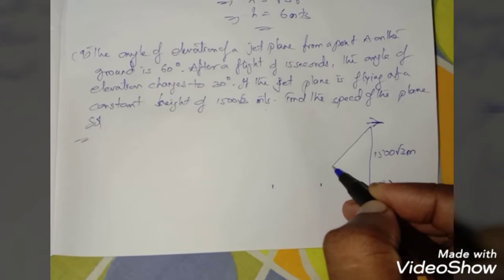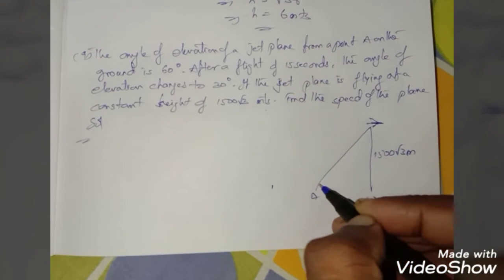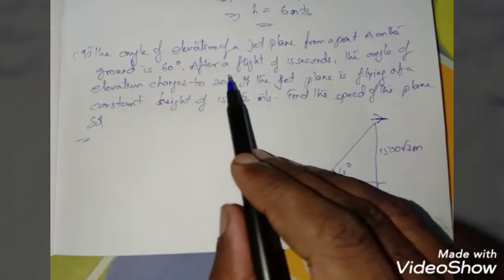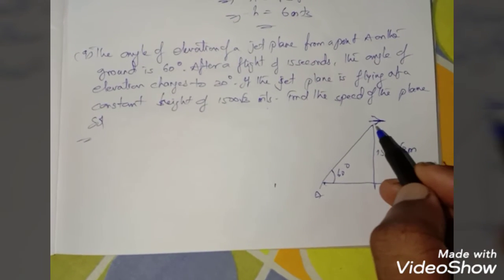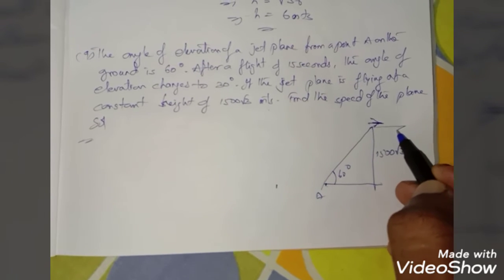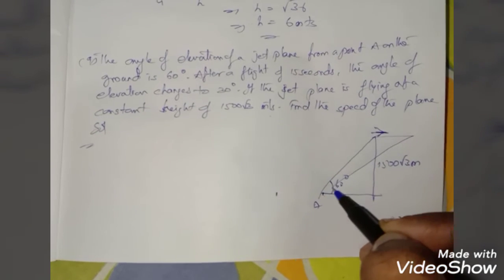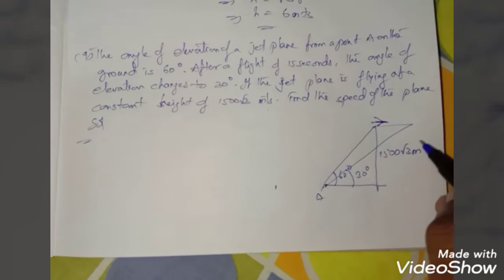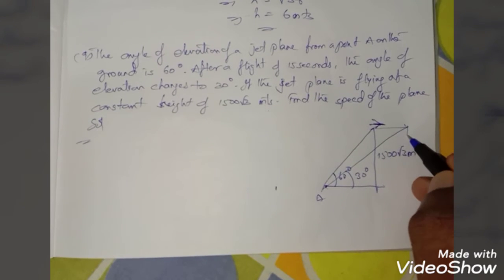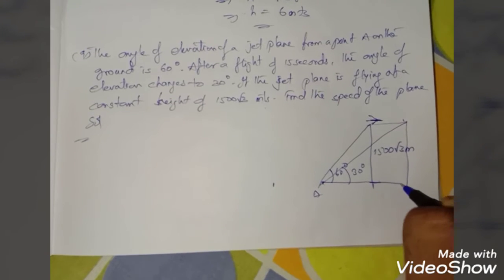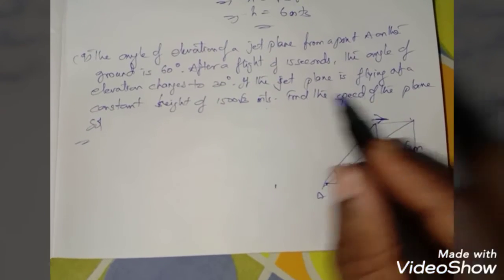Right. This is a point A which makes an angle of 60 degrees. After a flight of 15 seconds, the angle of elevation changes to 30 degrees, where the jet plane is flying with a constant height. Right, this is a diagram based on your problem.